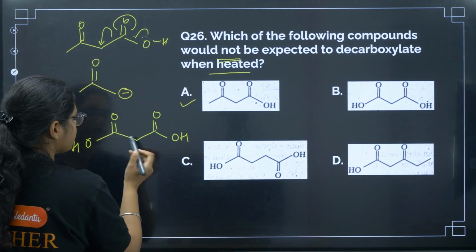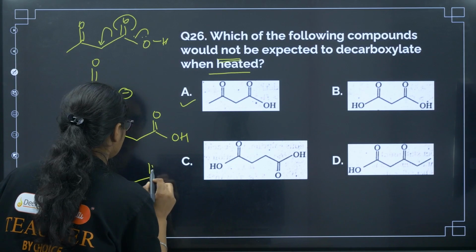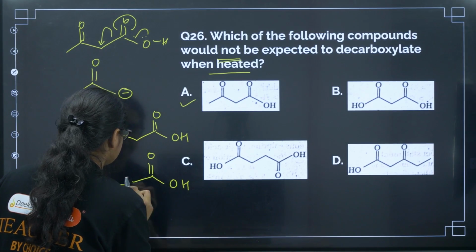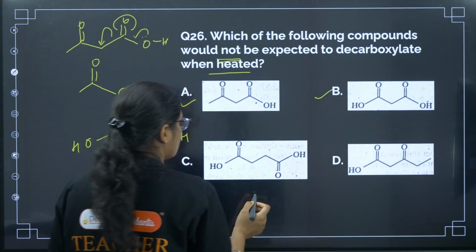If you see this one, we have here OH and we have here also OH, right? If any one molecule gets any one side it undergoes decarboxylation, we'll get a negative charge on this one, which is also stable due to resonance. So this will also undergo. Now you check this one.